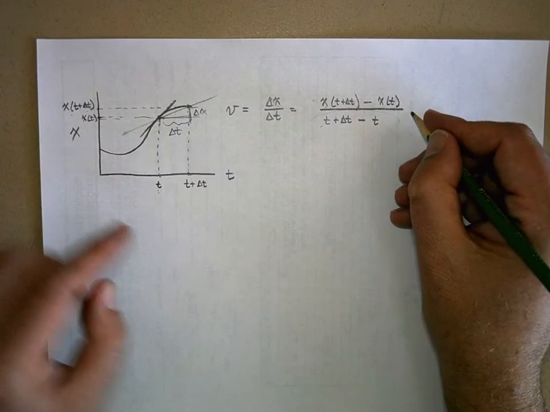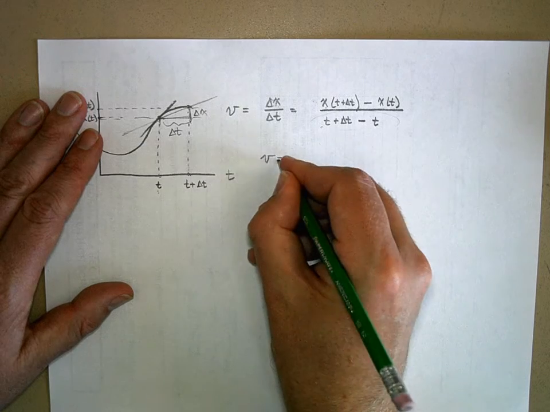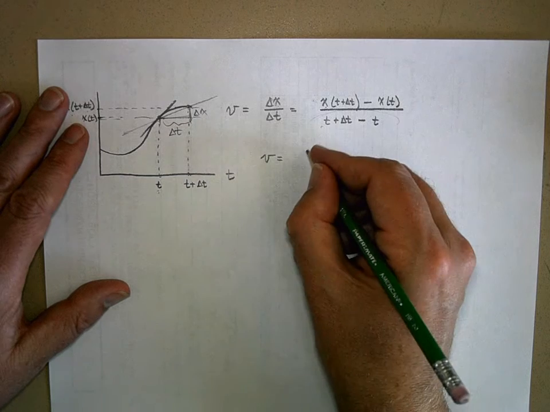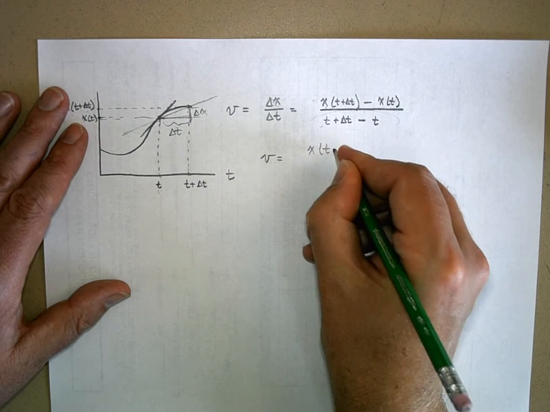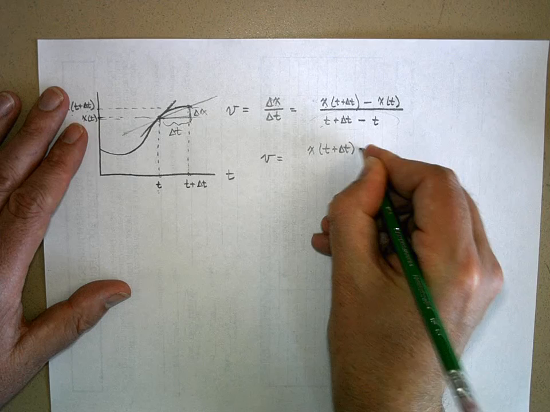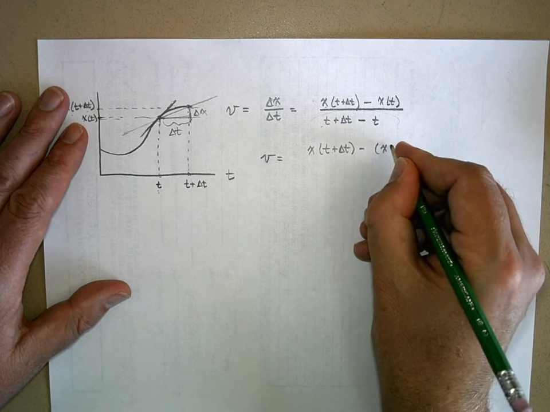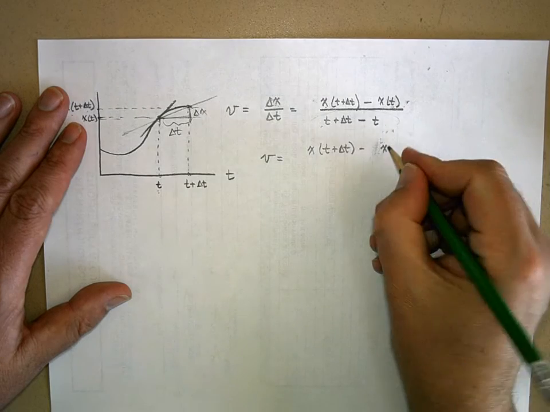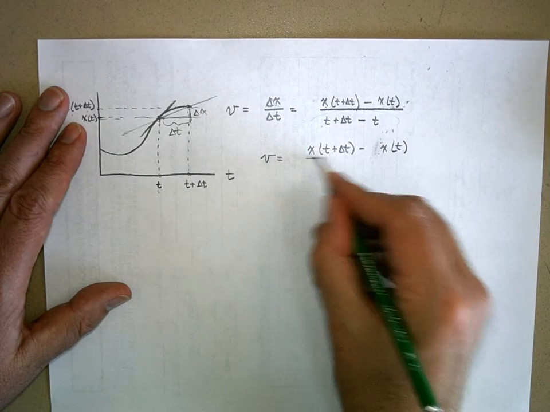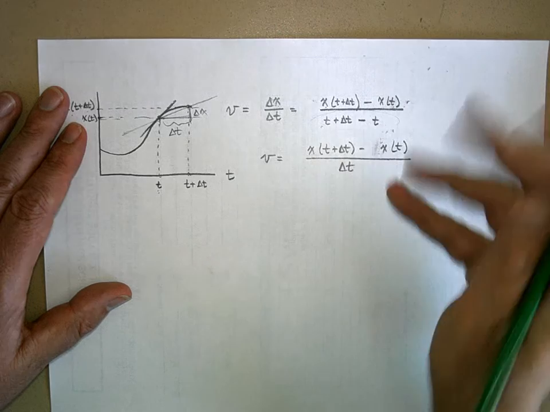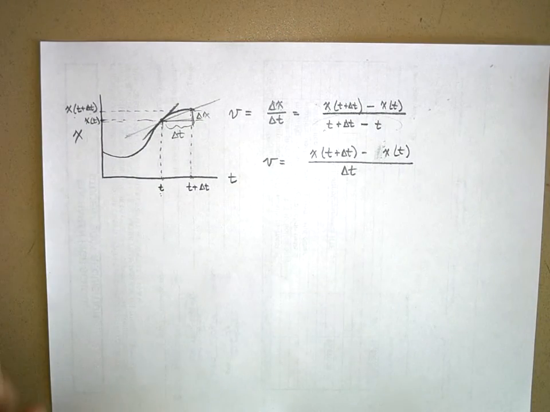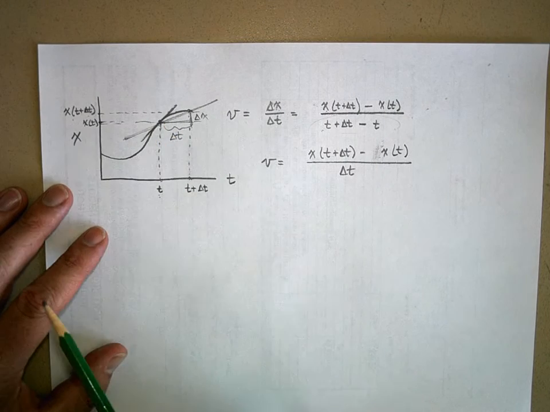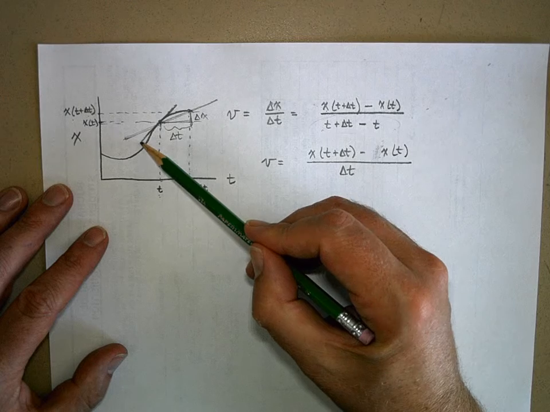Okay, so my velocity is going to be equal to, let's just rewrite it, x at t plus delta t minus x at time t over delta t. Now, this gives me the slope of this line right here. But what I want is the slope of this line right here.